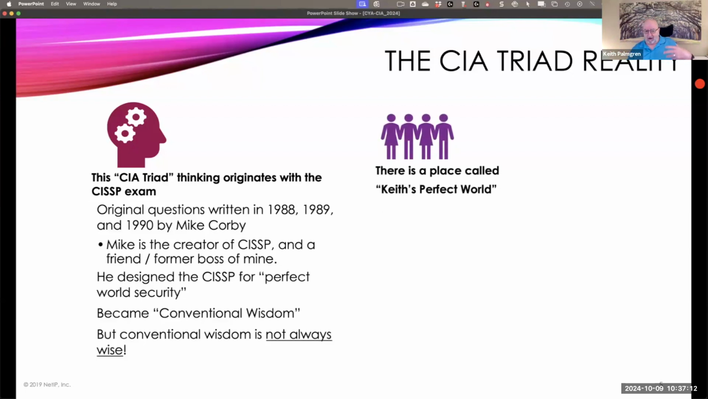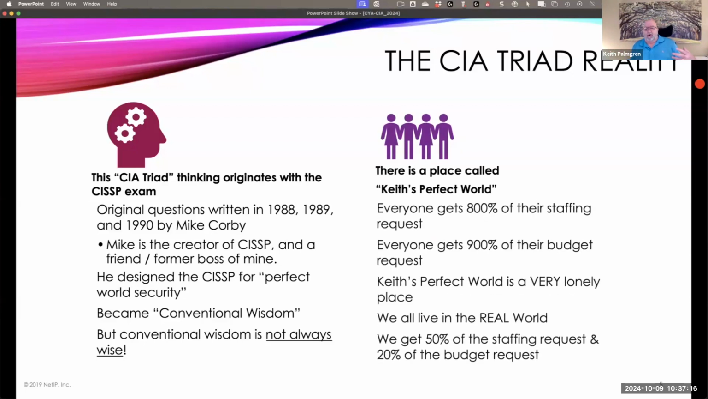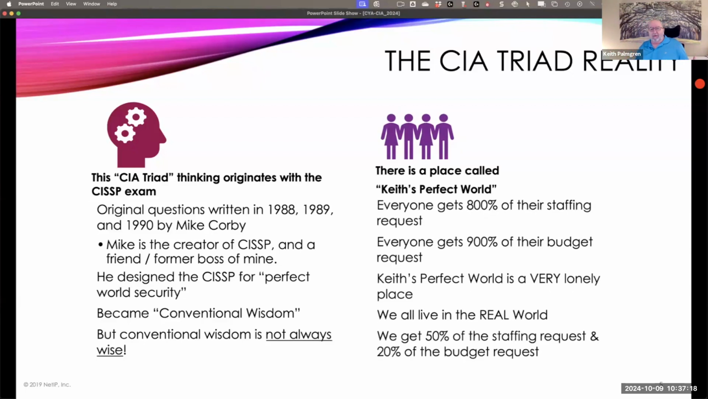There's a place, I call this Keith's perfect world. And in Keith's perfect world, everybody gets 800% of their staffing request, 900% of their budget request. It's a very, very lonely place. In fact, nobody actually lives in Keith's perfect world. We all live in the real world, where we get 50% of our staffing or 20% of our budget or whatever.